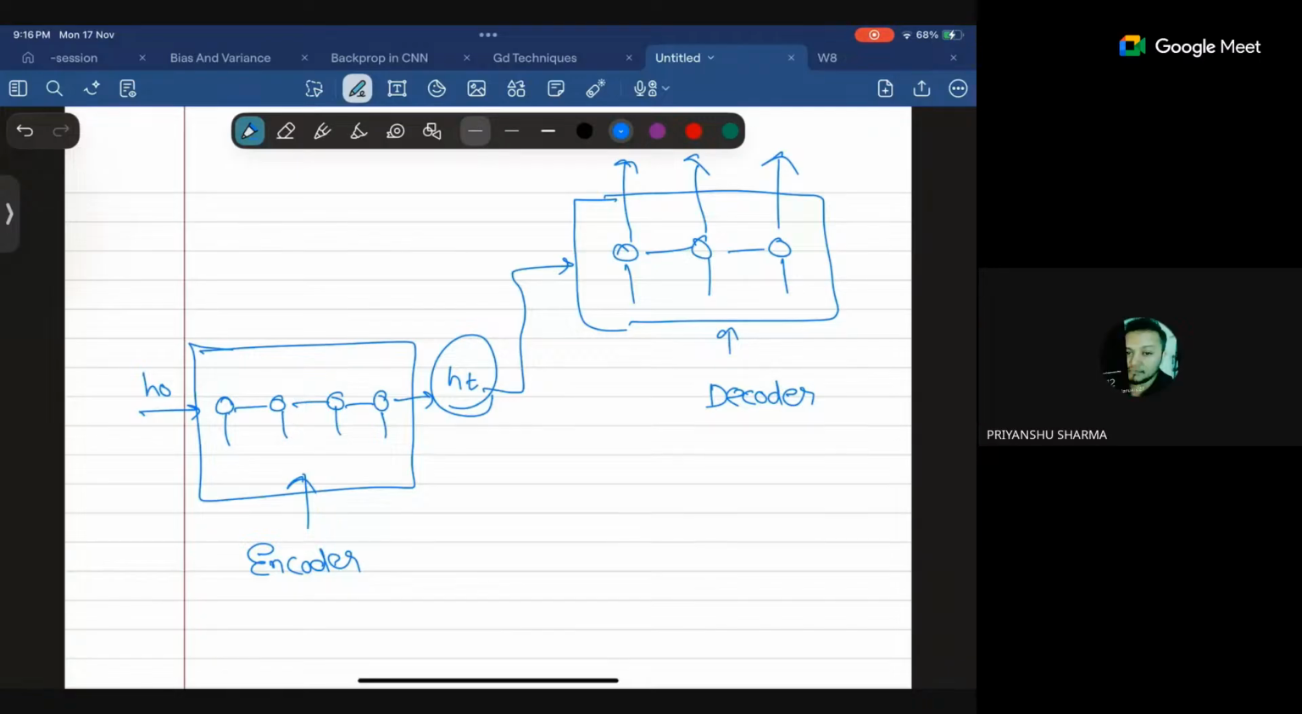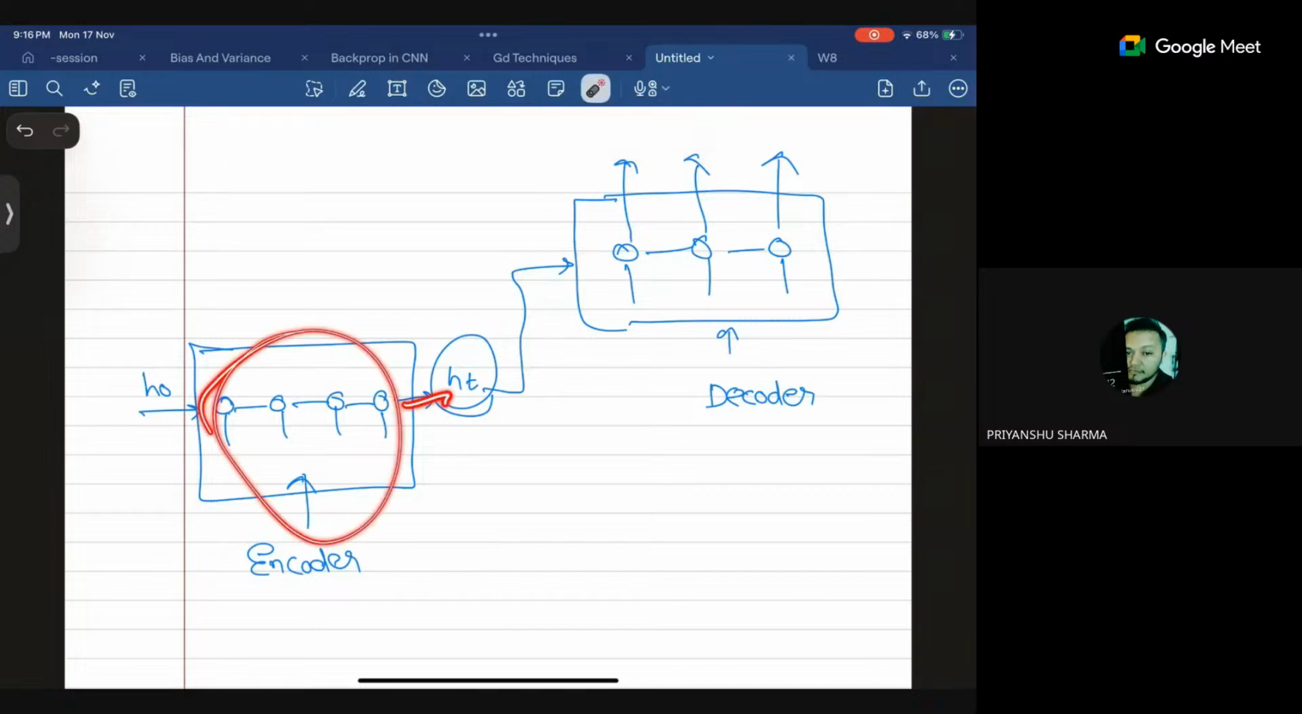Sir, first it starts with the encoder, and then the encoder's output feeds to the decoder. Yes, correct. But now there are two or three problems that can arise if you directly use this. One is that error accumulation can happen. What does error accumulation mean?